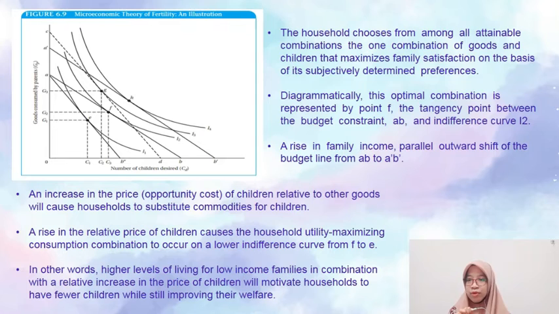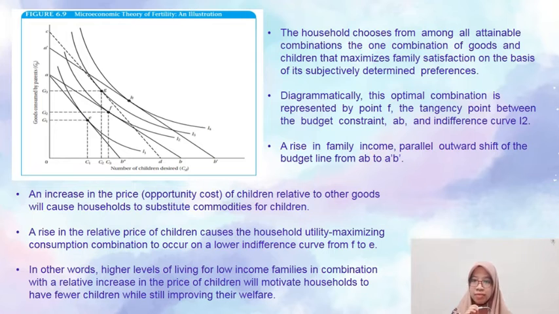Next, we look at Figure 6.9. It means that the household chooses from among all attainable combinations the one combination of goods and children that maximizes family satisfaction on the basis of its subjectively determined preference. And then, diagrammatically, this optimal combination is represented by point F, the tangency point between the budget constraint AB and indifference curve I2. A rise in family income causes a parallel outward shift of the budget line from AB to AB prime.